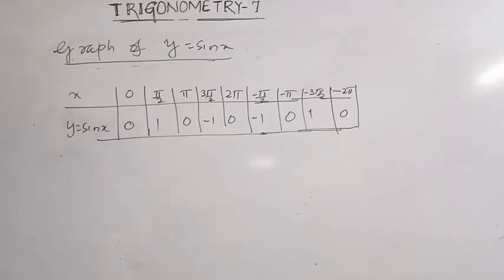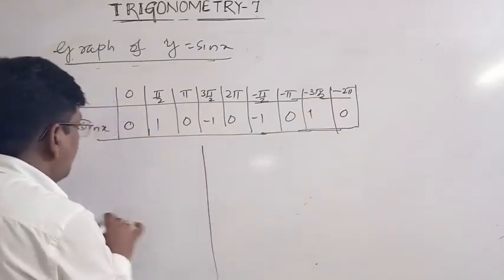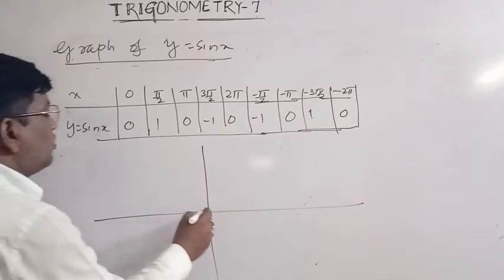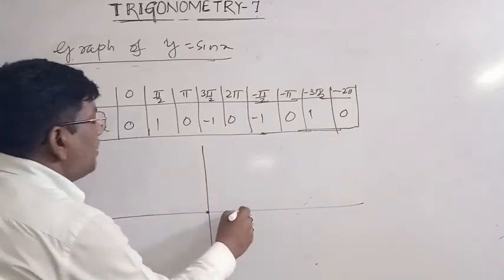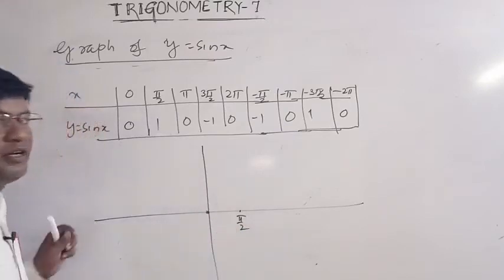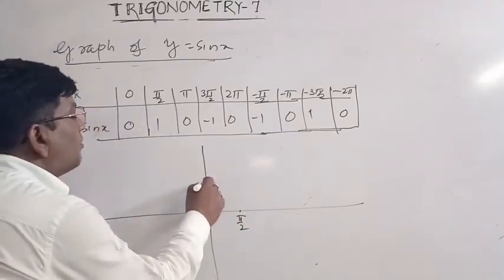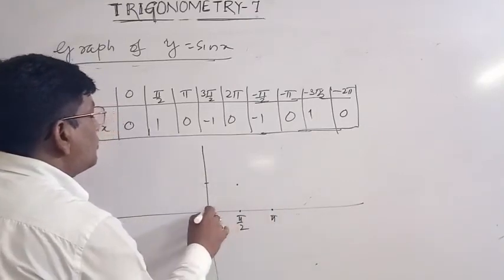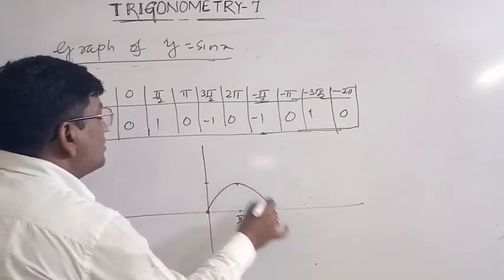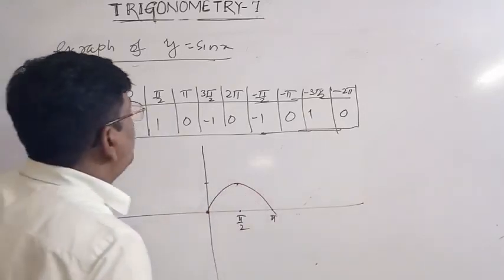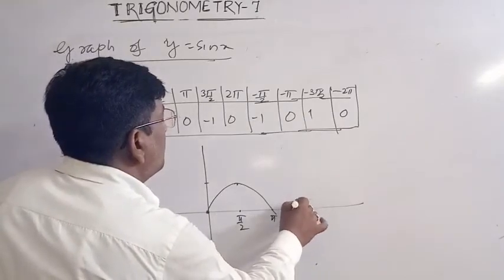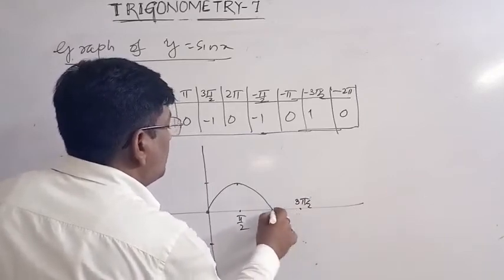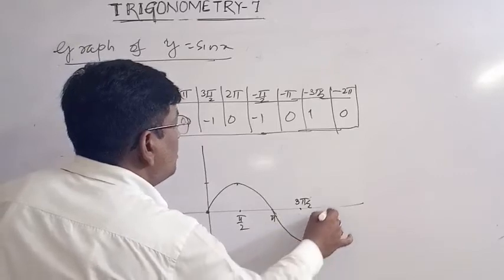The graph will be: sin 0, x is equal to 0, y equal to 0, sin pi by 2 is 1, sin pi is 0. So the graph is like this. And what is sin 3 pi by 2? Here 3 pi by 2, sin 3 pi by 2 is minus 1. This is, suppose, minus 1. So the graph is like this. Again sin 2 pi is 0.